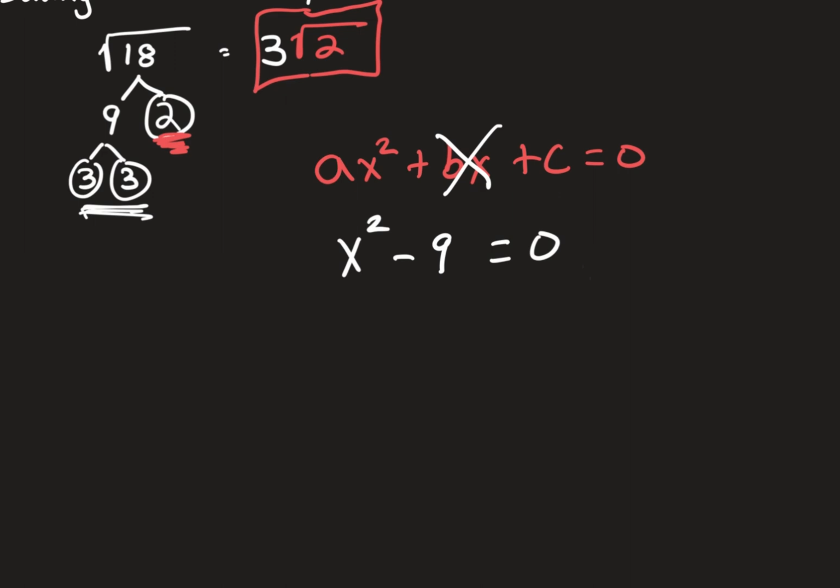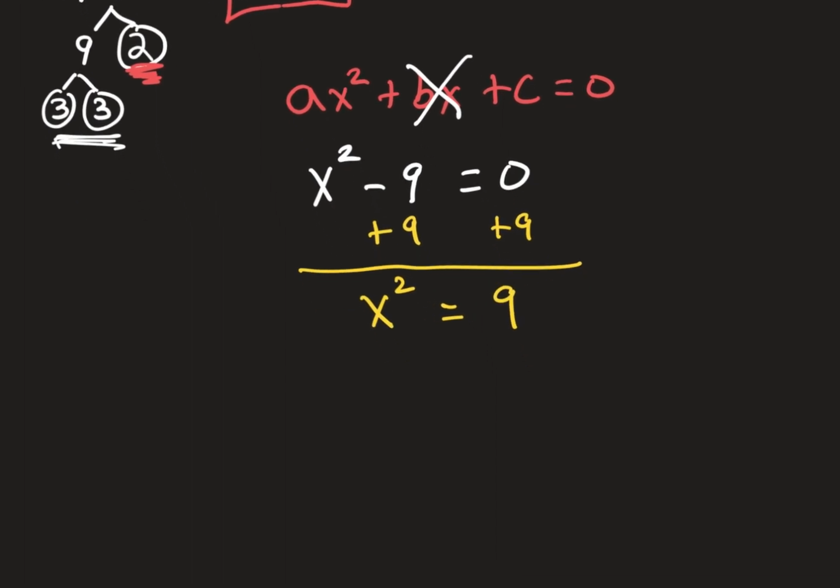So the first thing we're going to do with this is we're going to treat it like we're going to solve an equation. I'm going to add 9 to both sides. So we add 9. When I add 9 to the left-hand side of the equation, I'm left with x squared. On the right-hand side, 0 plus 9 is 9. So now I'm looking at x squared is equal to 9.